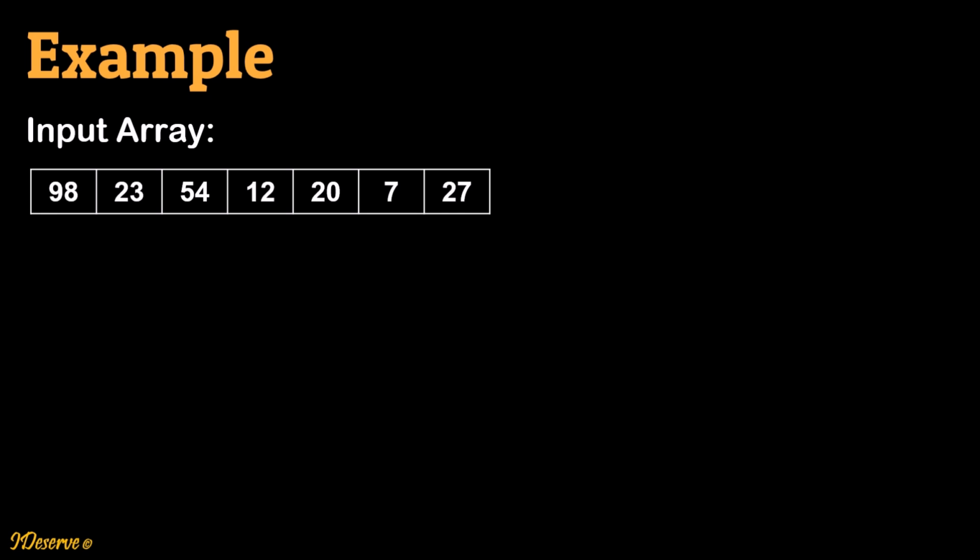Consider the following input array. Here leaders in this input array are 27, 54 and 98. Why? Because for any of these elements, there is no element to its right which is greater than it. For example, for the element 54, there is no element to its right which is greater than it.